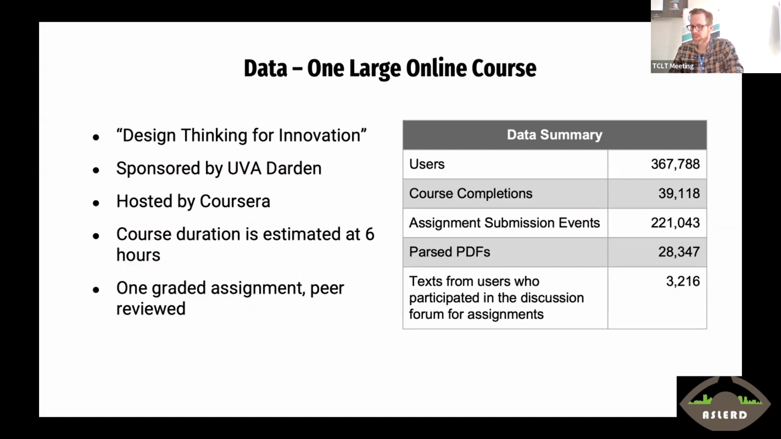Even though it's a short course, there were almost 400,000 users. About 10%, 40,000 of them, completed the course. There were about 220 assignments that were submitted that led to about 28,000 basically assignments that we could parse through. And they also had discussion forums, and there was a discussion forum specifically for this one graded assignment, and there were about 3,000 users in that discussion forum.